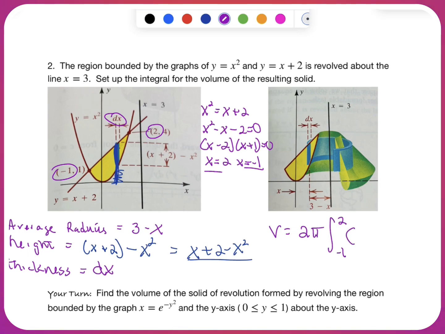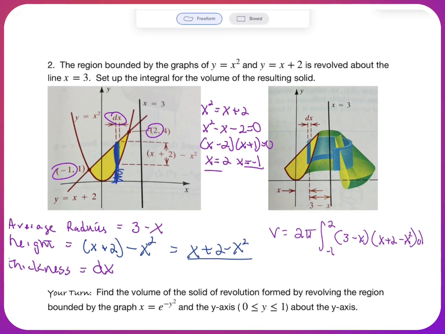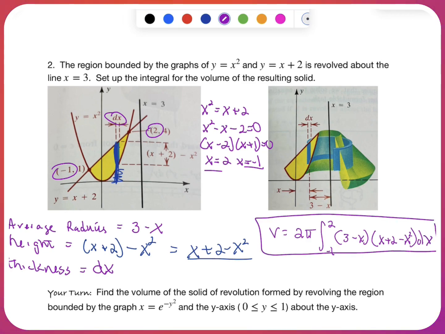So we're going to integrate from -1 to 2 of 3 minus x times x plus 2 minus x squared dx. Let me rewrite that a little. Let me zoom that out so you can see the dx. There is your equation. That's how you would set up this to find the volume using the shell method.